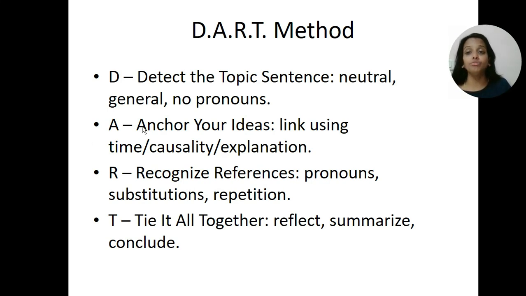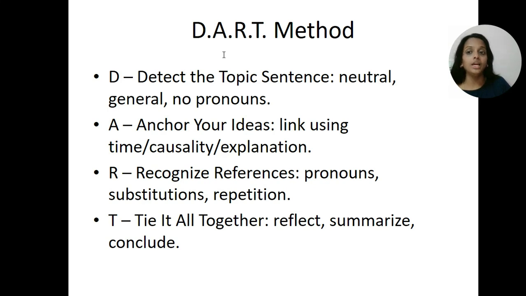And A stands for anchor your ideas. Once you have got the topic, anchor the next thought. Ask what would naturally come next if I were telling the story. This is where you catch time links like next, then, later. Got it? And try to spot the causality, with words such as because, therefore, and track the explanations, for example, such as.